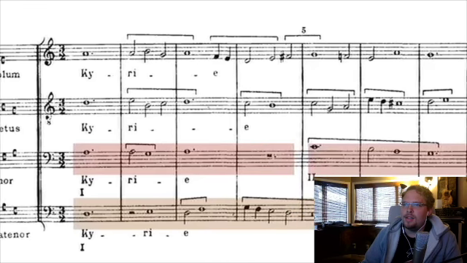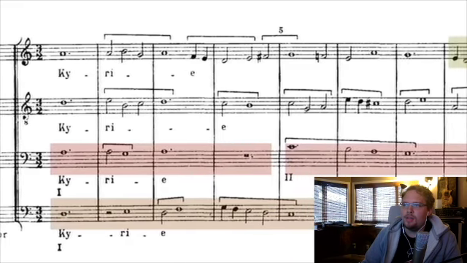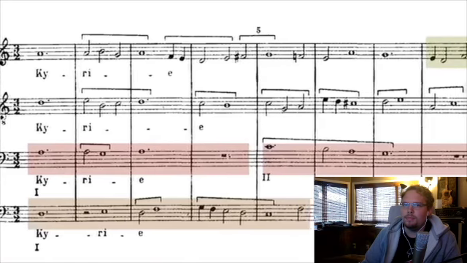And they're going to sing Kyrie, and then keep that E vowel going for a very long time.